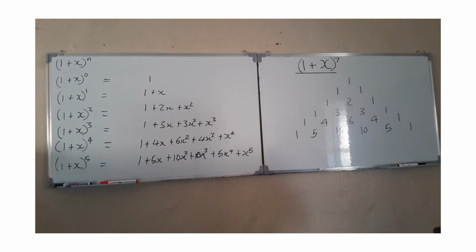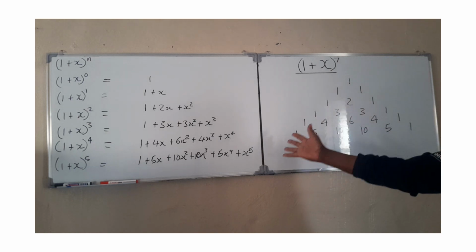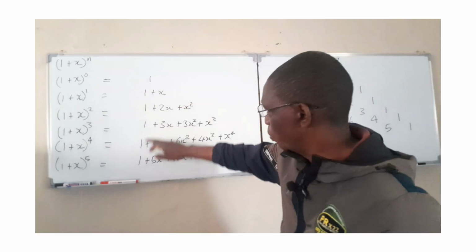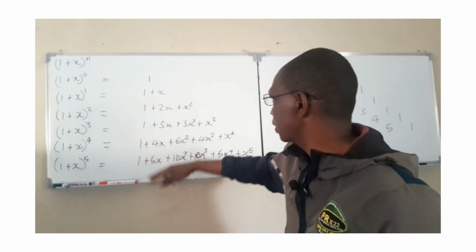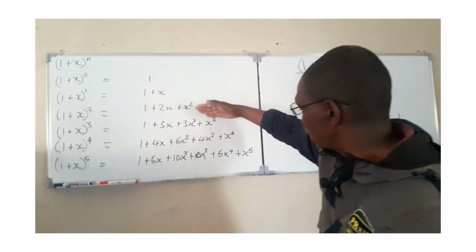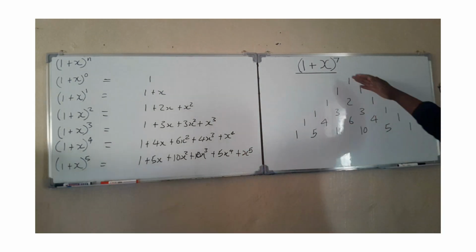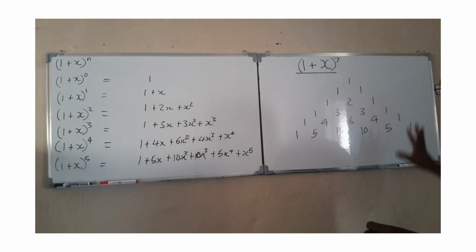The first thing that we notice in our pyramid, or triangle if you like, is that the sides apart from the base, they all consist of ones. There's 1 here and 1 there, just like we had it here. All these are ones, and of course the coefficients of the last term, the highest power of x, is equal to 1. That's what is being reflected here.